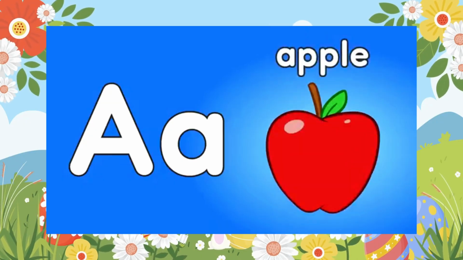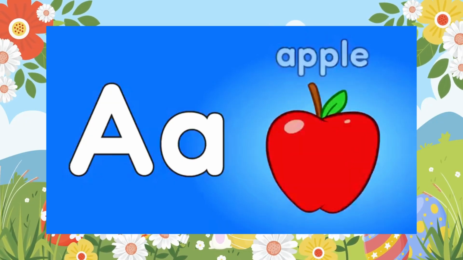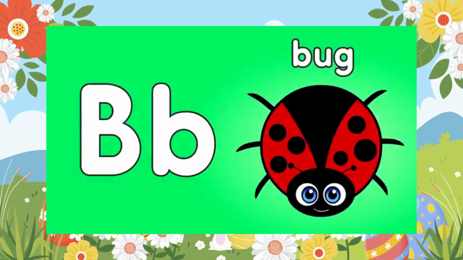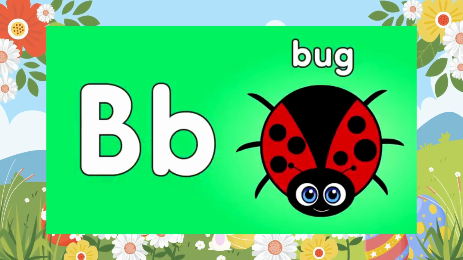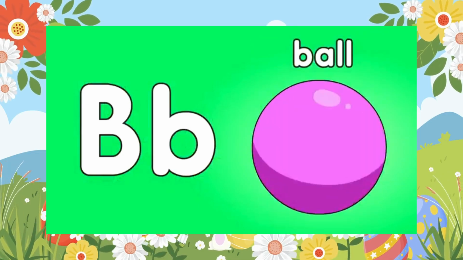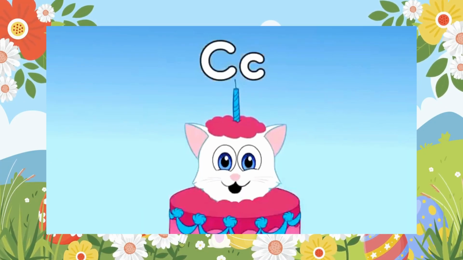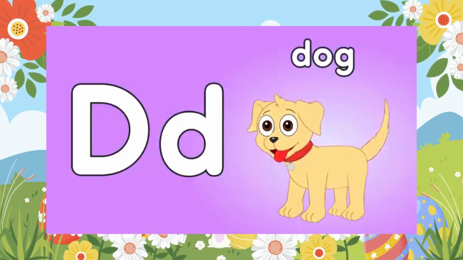A is for apple. A is for alligator. B is for bug. B is for ball. C is for cat. C is for cake. D is for dog. D is for duck.